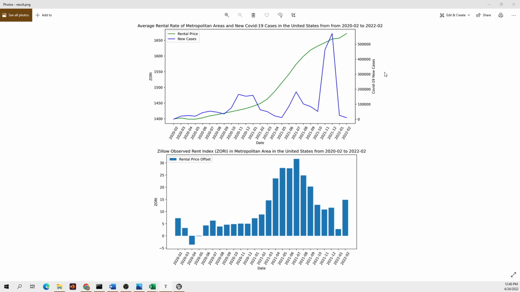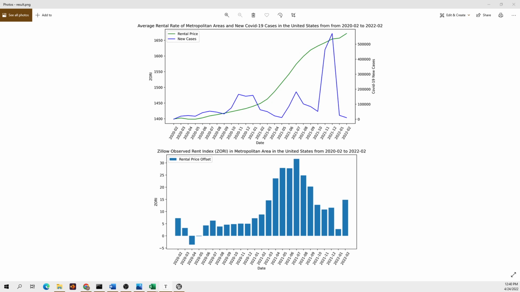So here is the final diagram I created for this homework, and there are two diagrams. The first one is the average rental rate of metropolitan areas and new COVID-19 cases in the United States from February 2020 to February 2022. The first one is a line chart combined with two different data sets. The green line is the rental price.